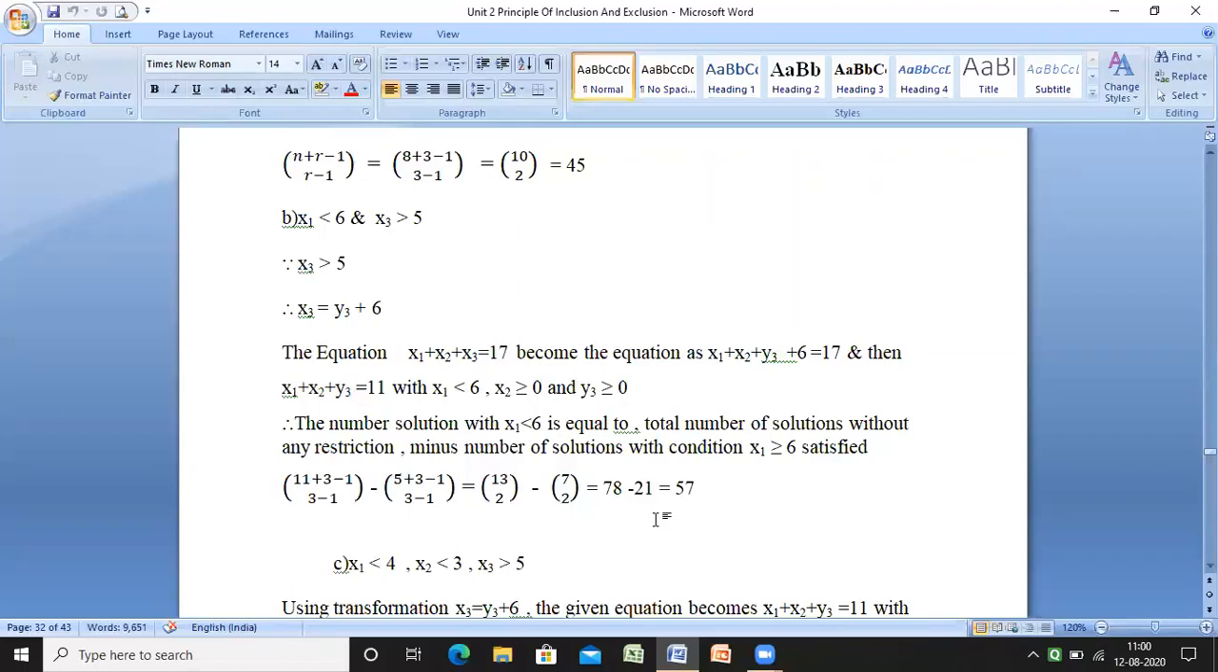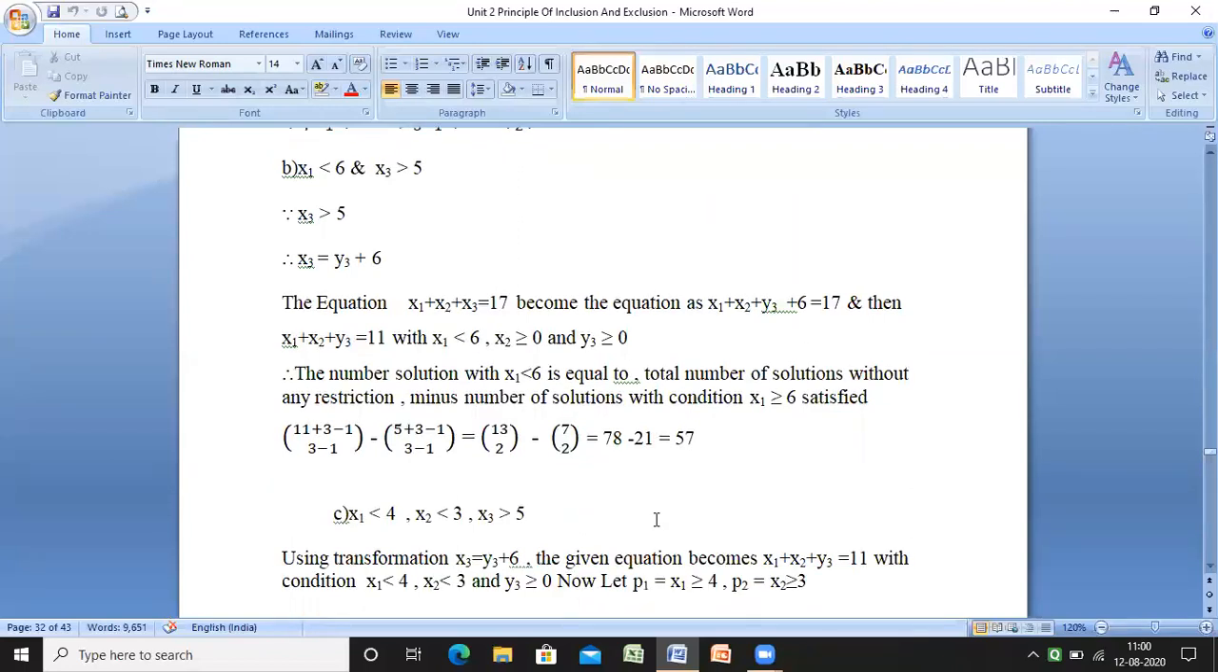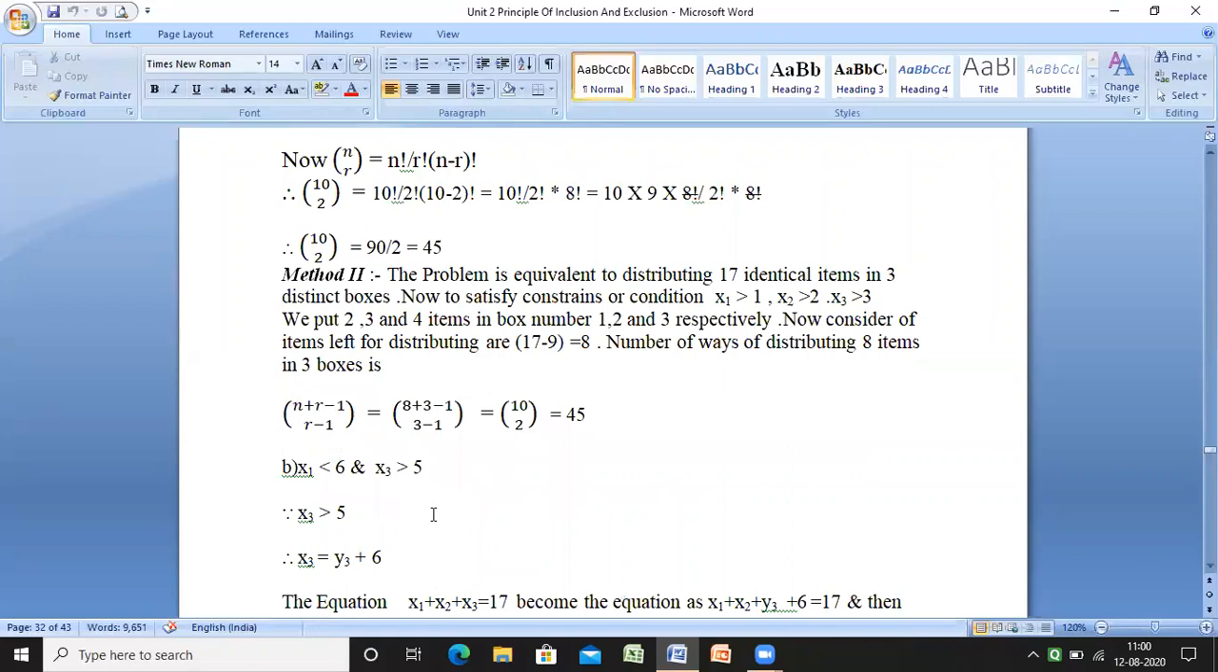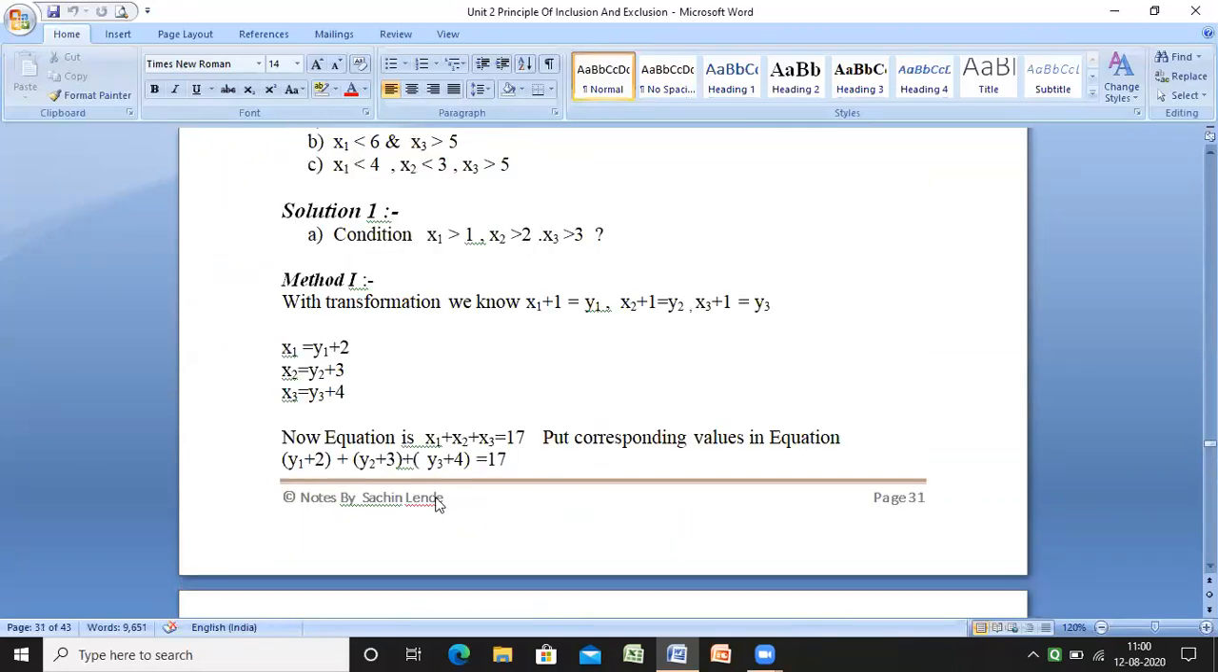Now again this is a condition, the last condition they mentioned: x1 is less than 4, x2 is less than 3, x3 is greater than 5. See, the x1 value should be 0 1 2 3, but not more than 4. Again x2 is less than 3, that value is 0 1 2, but it should not be more than 3. The x3 is greater than 5, that means that value is 6 7 8 9 10, but it should not be 5 4 3 2 1.